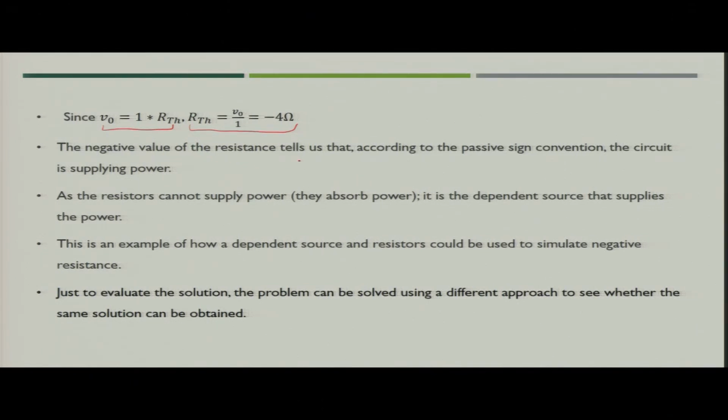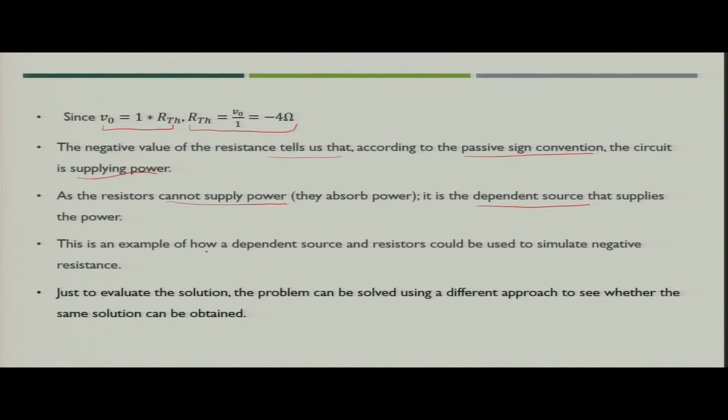Now, the negative value of resistance will tell us that, according to the passive sign convention, the circuit is supplying power. Since the resistor cannot supply power, who supplies this power? The dependent source, which is connected to the network.